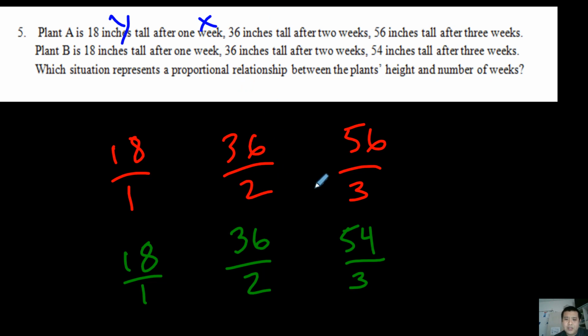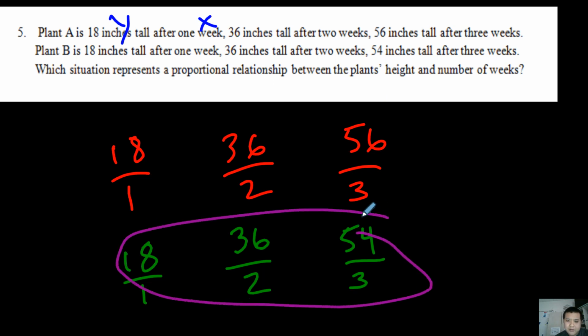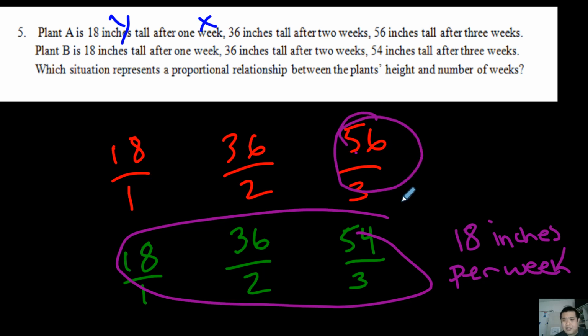What you should have discovered is that this one, plant B, is proportional, okay, because it grows at a constant rate of 18 inches per week. As opposed to this one right here, this one is not proportional, and therefore this is not proportional.